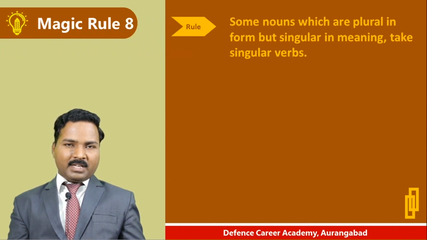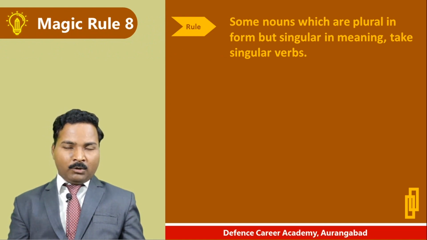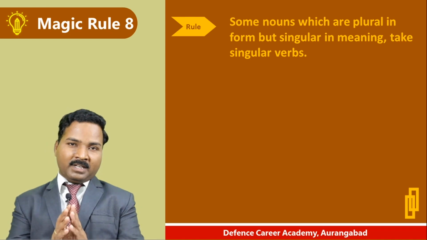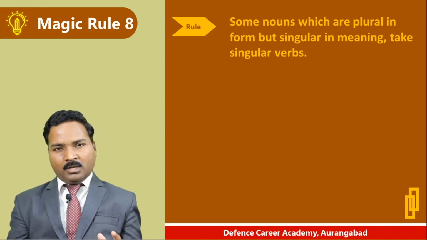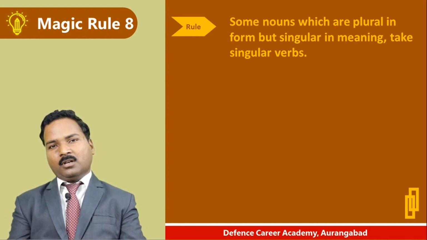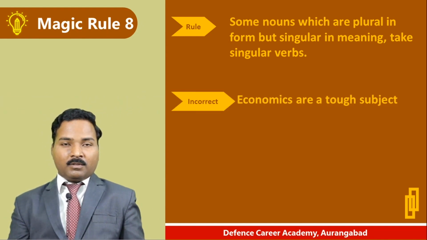In this rule, we can see that some nouns which are plural in form, they look plural, they seem to be plural, but they are singular in meaning. Their form, their structure is plural, but their meaning is singular. You can see this example. This is one of the best examples we can have.